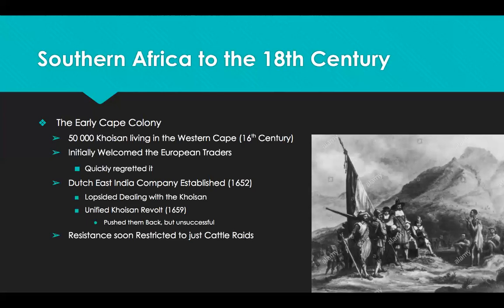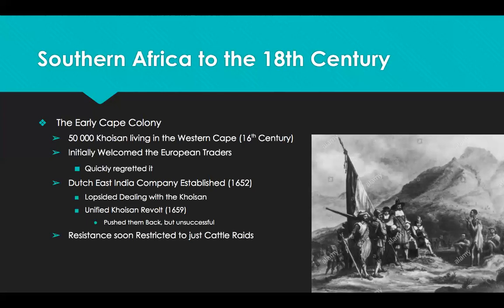So the idea was really to cement this idea of control of the region. When the Khoisan would not willingly sell their livestock, their cattle were seized, often on some flimsy pretext, such as theft of some tobacco or something like that. So the trade really became lopsided, such that in 1659, the Khoisan managed to unite.